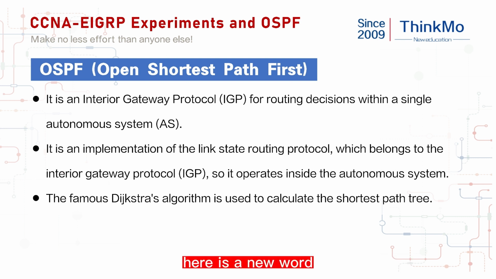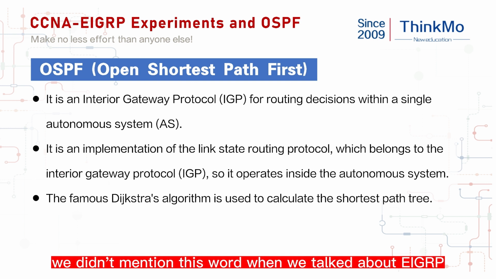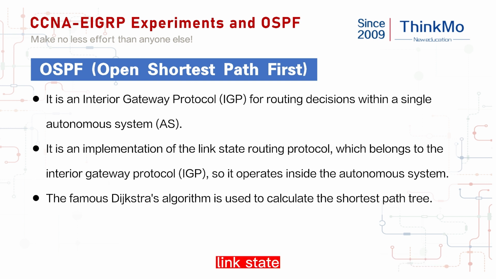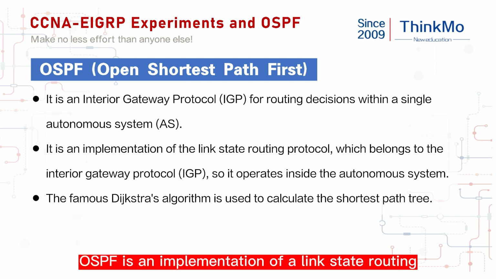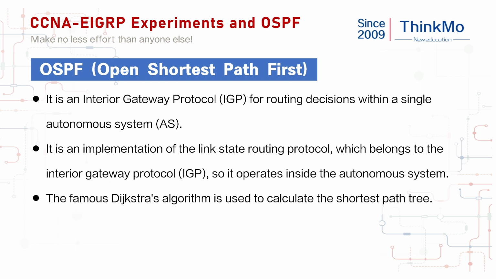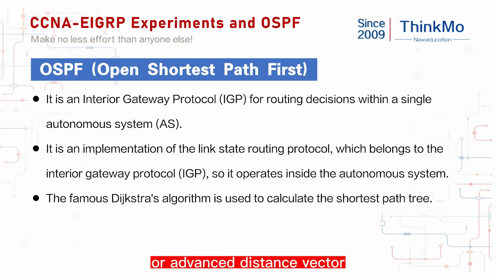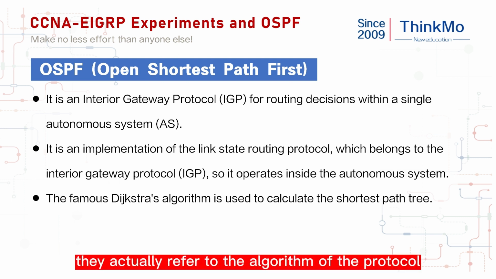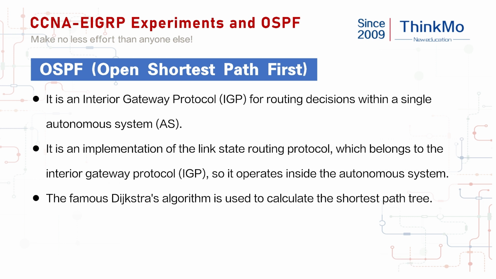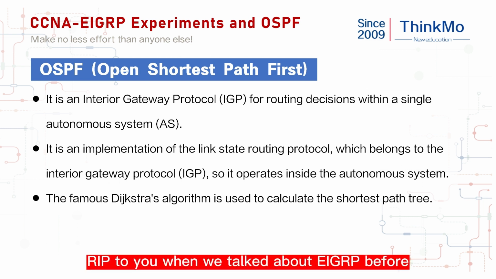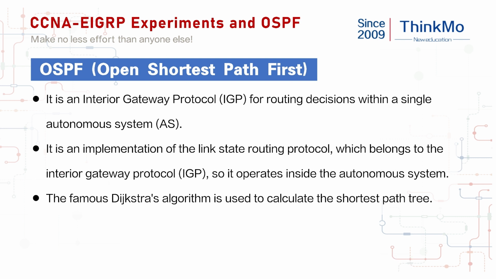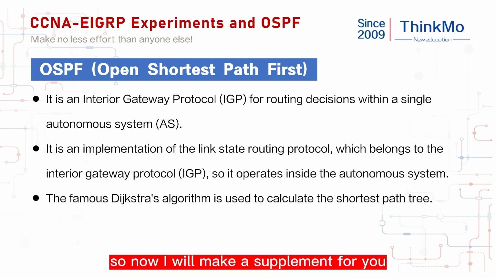Here is a new term. We didn't mention this word when we talked about EIGRP: link state. OSPF is an implementation of a link state routing protocol. What does link state mean? Whether it's the link state we're talking about, or advanced distance vector, they actually refer to the algorithm of the protocol. We mentioned RIP to you when we talked about EIGRP before, so now I will add a supplement. I will draw a picture.